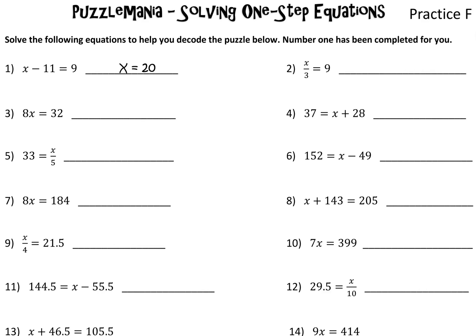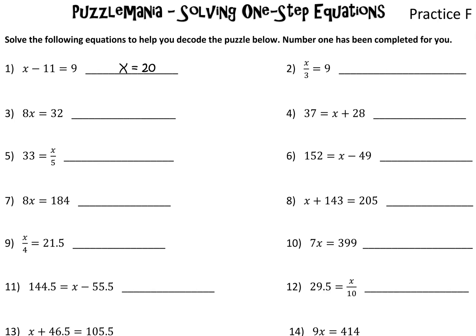All right, so we're going to go over a few of the problems on the Puzzlemania solving one-step equations. This is the Sparky page from today. And so number one is done for us. Number two, I have x over 3 equals 9.